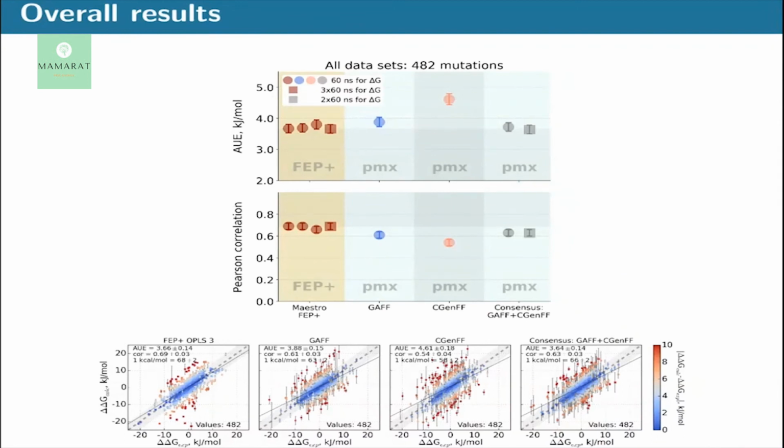The top panel there, we see that a consensus approach performs either as well or even outperforms the best results of the FEP+. And in the Pearson correlation, we are also well within the error bars of the best commercial software. And again, the consensus approach performs better than any single force field considered separately.